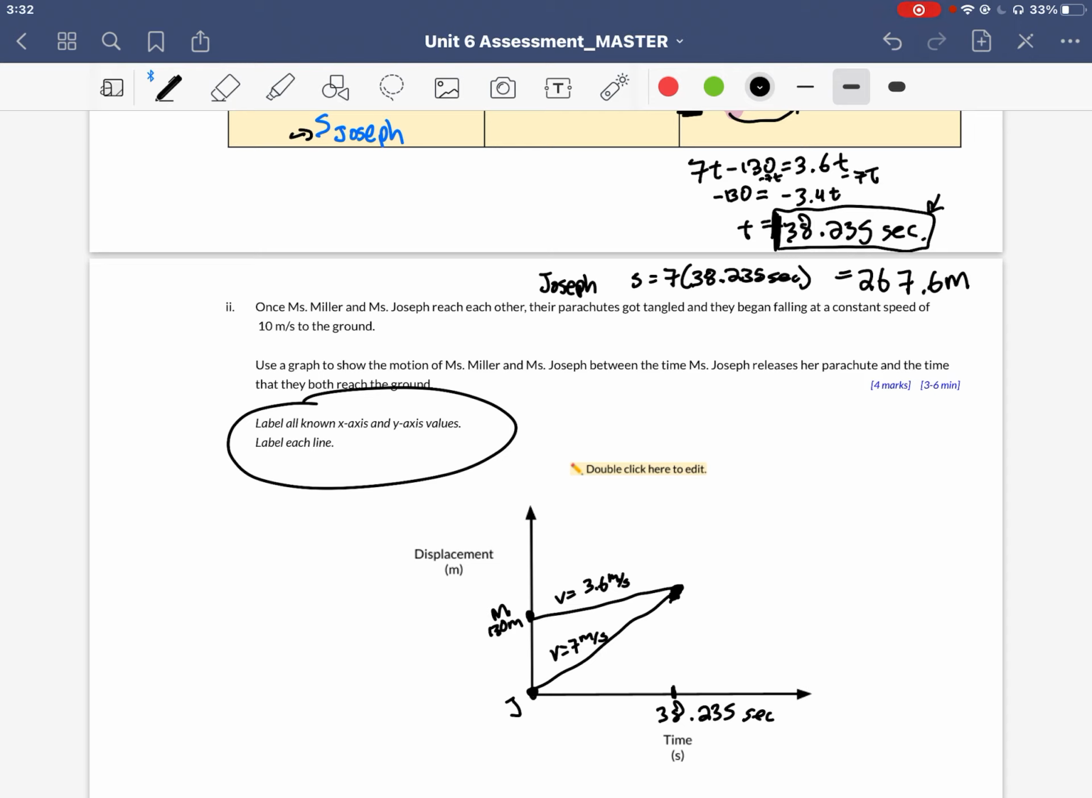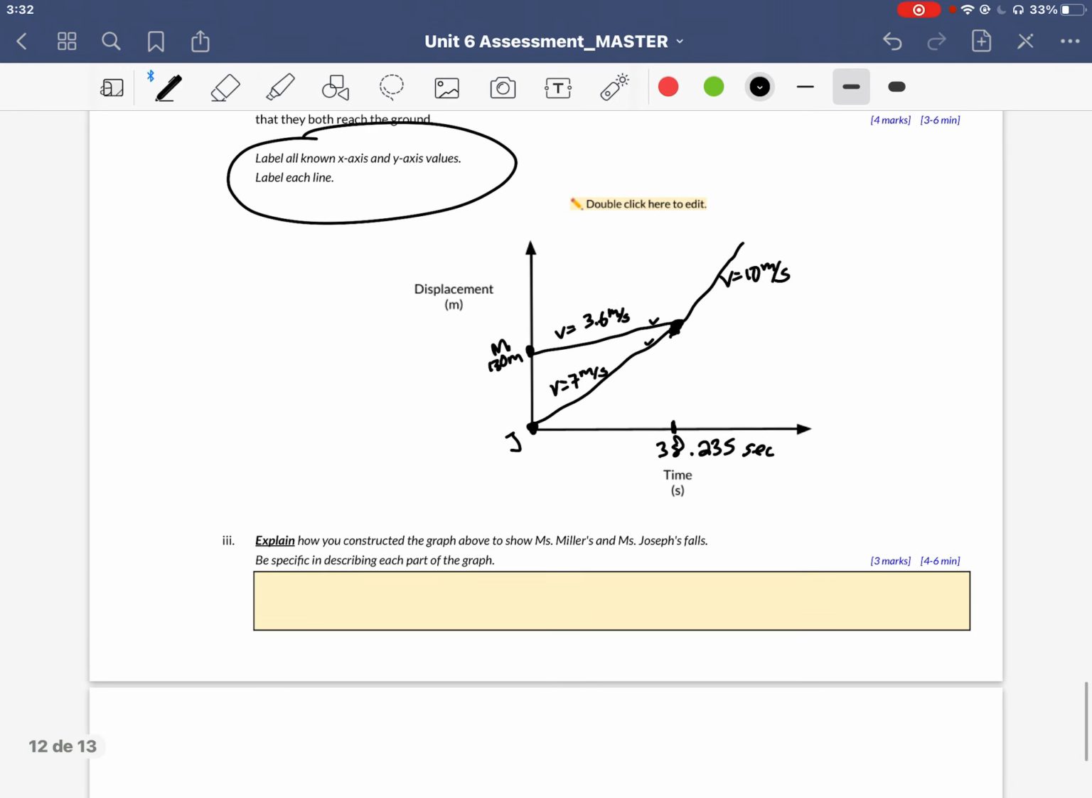And now, when they collide, they start going at the same velocity, and it's steeper than both of these initial velocities. So in 3, you should explain how you got the y-intercepts, the slopes, and post-collision.